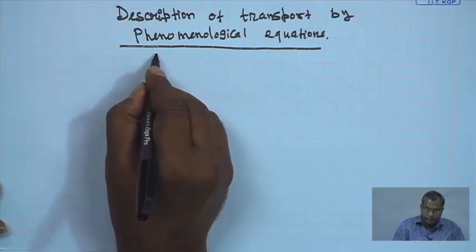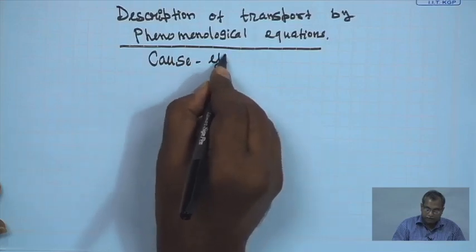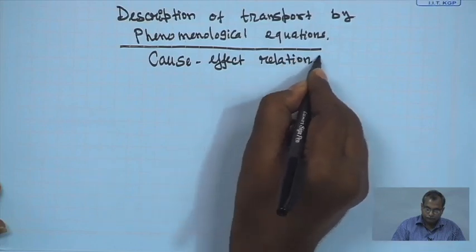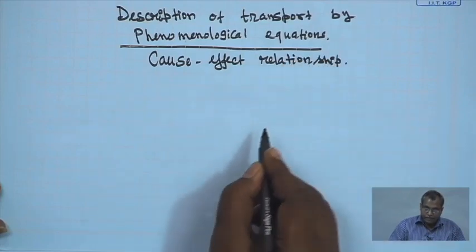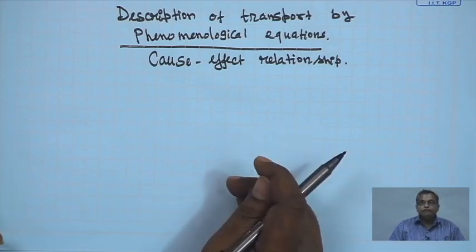This is nothing but a natural phenomena which will be arising out of a cause effect relationship. If there is a cause in nature, there will be an effect. If there is a driving force, a gradient of driving force existing, that will lead to flux or transport of species. So, the cause is the gradient of the driving force, and the effect is the transport of species. So, this cause effect relationship is known as the phenomenological equation.